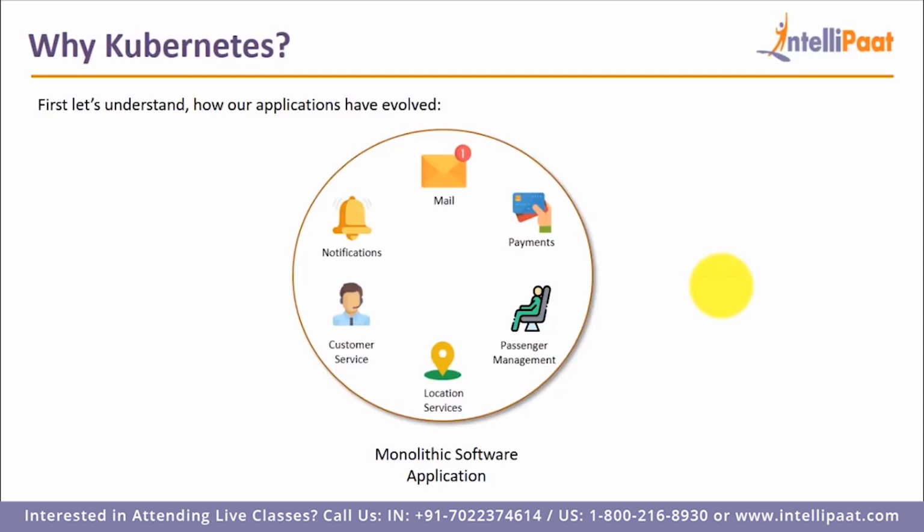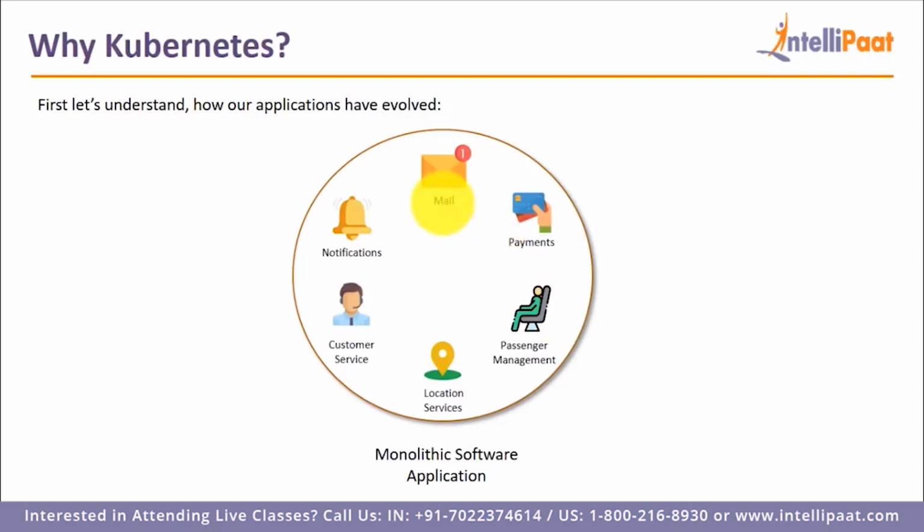A monolithic application is nothing but where all the features of the application are consolidated into one code base. For example, let's take this sample application to be Uber. So you have features like location services, then you have customer service, notifications, mail, payments, and passenger management. All of this is part of one application that you have in Uber. But now when you click on notifications in your Uber app, what your application basically does is it contacts the server and basically you get the notification from the server to your application. So your application is basically reflecting whatever it is getting from the server.